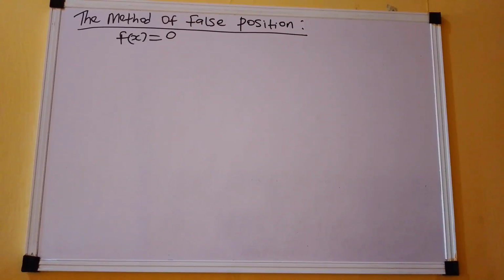Now we shall first of all examine the method of false position and see how the formula can be derived, and again we shall also use this same formula to solve that same problem: f of x equals x raised to the power 3 plus 2x minus 1 equals 0. By the time we do that, we'll be able to compare the results with the results gotten from the bisection method and the Newton-Raphson method.